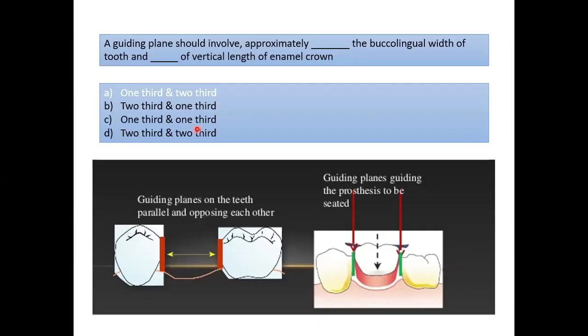So in that case, how much should be the buccolingual width of a tooth or a vertical crown? When you are preparing this vertical from top to bottom, at least two-thirds of the vertical height of your tooth should be involved in preparing this guide plane. Considering the buccal and lingual width, it can be around one third. So a guide plane should involve approximately one third the buccolingual width of a tooth, or two-thirds the vertical length of your enamel crown.